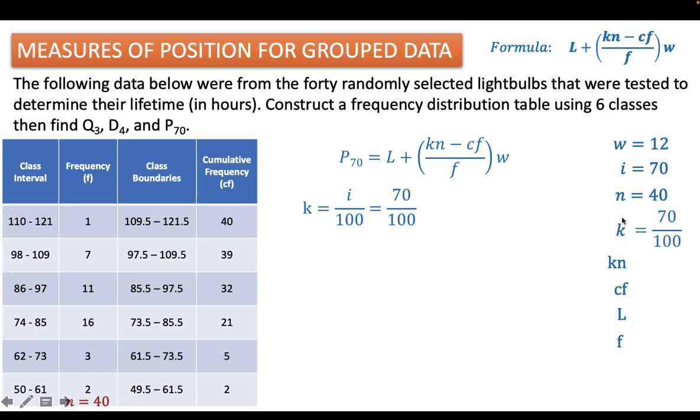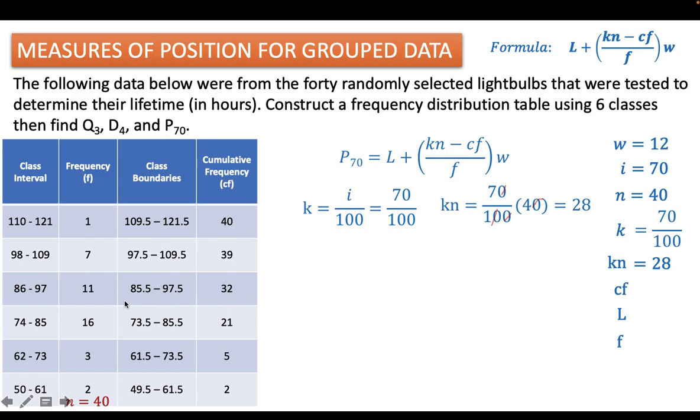So to solve for kn, just multiply them. 70 over 100 times 40. So just simply, we can cancel the 0. Or 7 times 4 is 28, divided by 1, that's 28. So that is our kn.